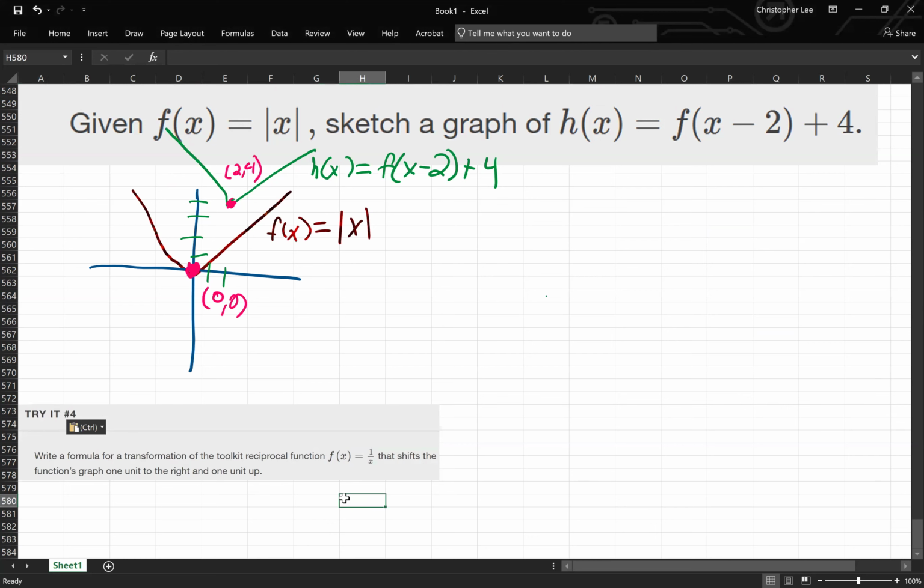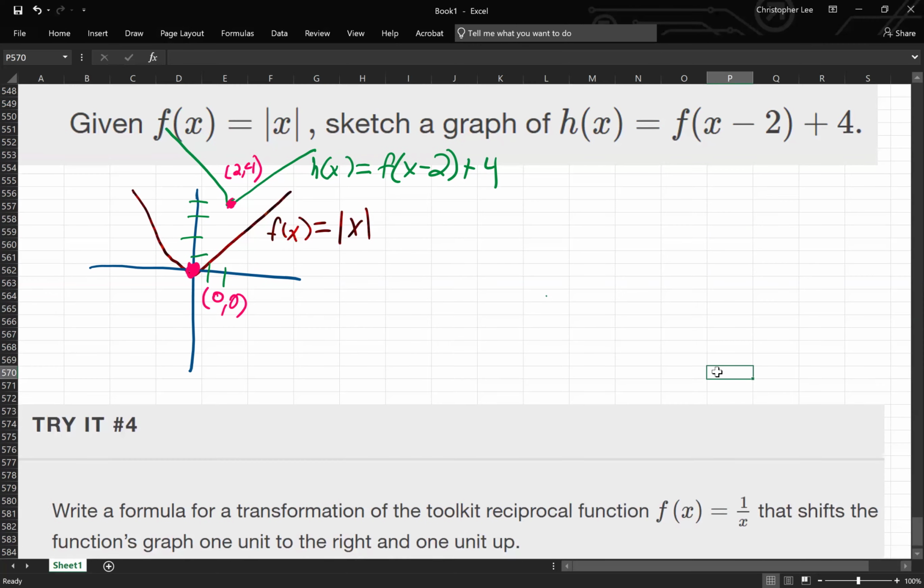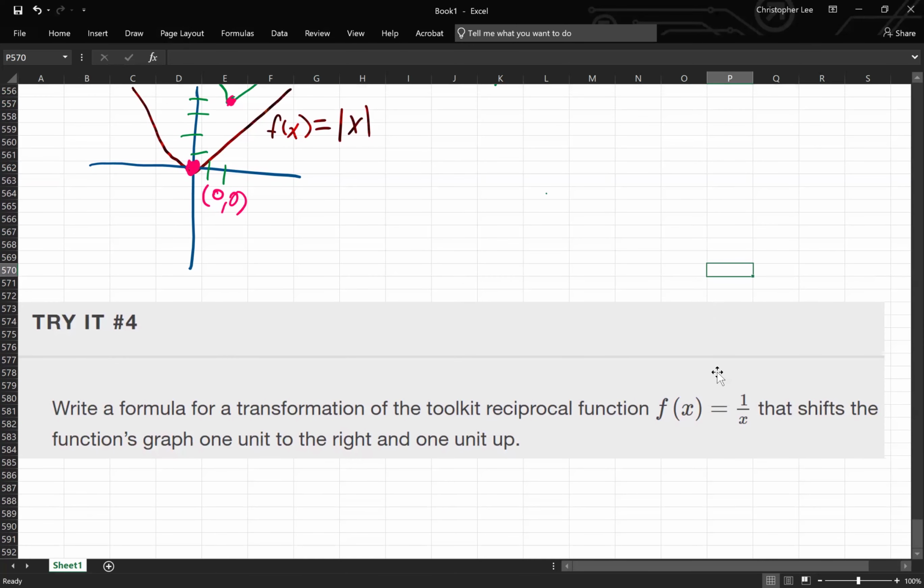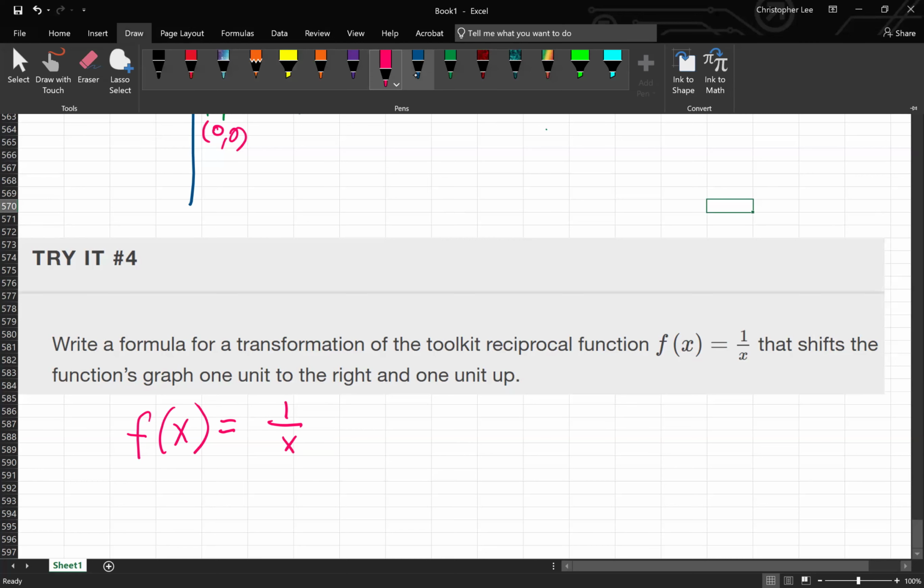All right, just for fun. Let's answer this question. It says write a formula for a transformation of a toolkit reciprocal function. So f of x is equal to 1 over x. That shifts the function's graph 1 unit to the right and 1 unit up. Give me that equation real quick. Let me write down the original: f of x is equal to 1 over x, right? What's that g of x going to be?